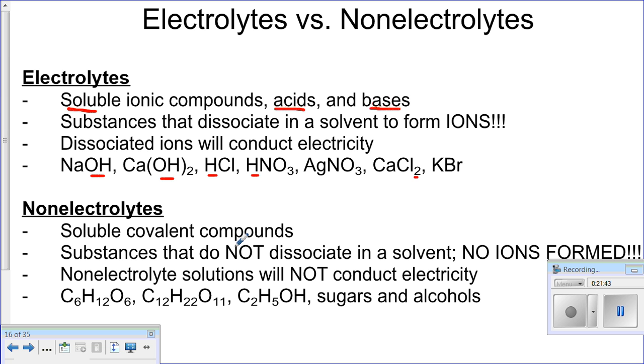Non-electrolytes, they're not going to split into ions at all in solution. So non-electrolytes would involve soluble covalent compounds like sugar. So they will dissolve, but they do not dissociate in a solvent. So no ions are formed. Since no ions are formed, non-electrolyte solutions will not conduct electricity. So when you think about non-electrolytes, think about compounds containing carbon, hydrogen, and oxygen. So sugars and alcohols. They will dissolve in water, but they will not dissociate. They will not form ions in water.